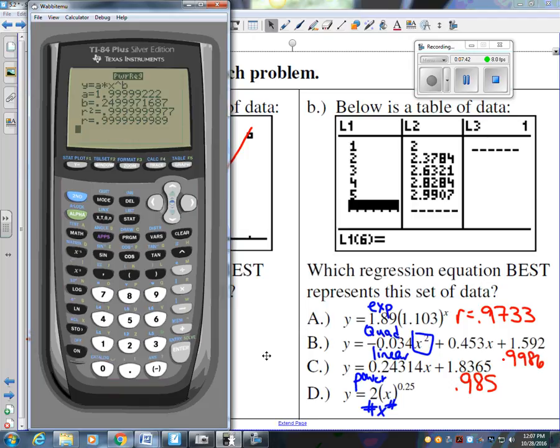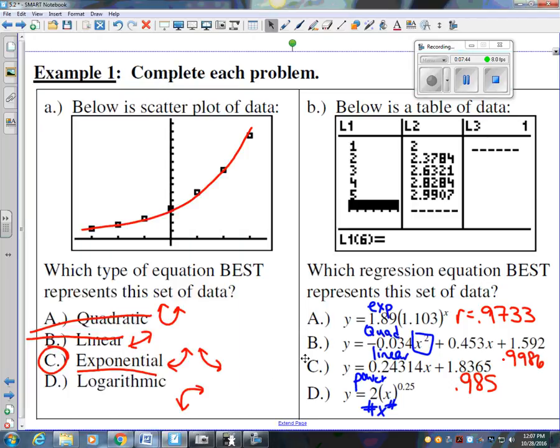And the R value is 0.99999. So, which equation best represents the set of data? You want the one closest to 1. So the answer is D, because it is closest to 1. Okay.